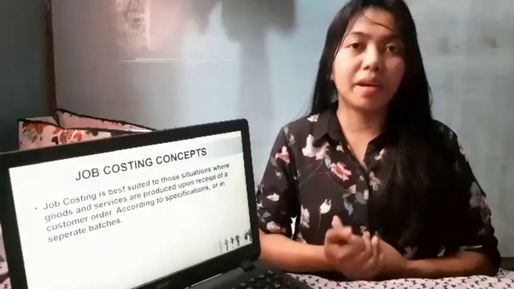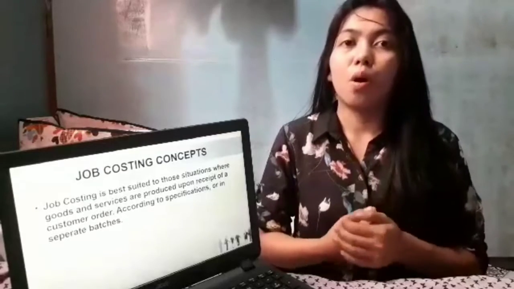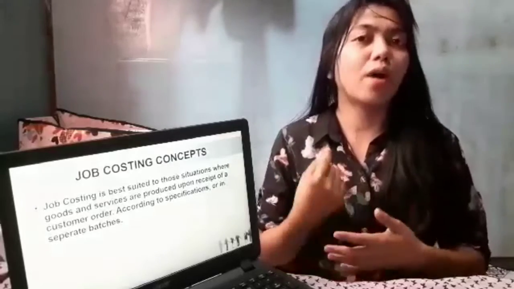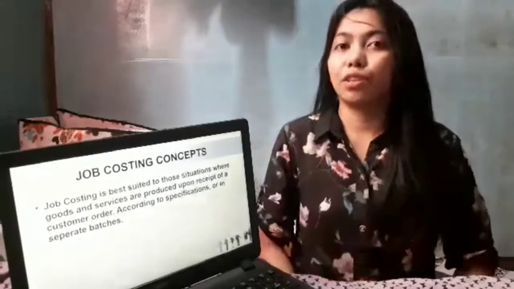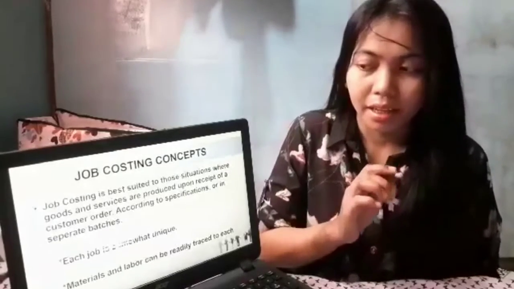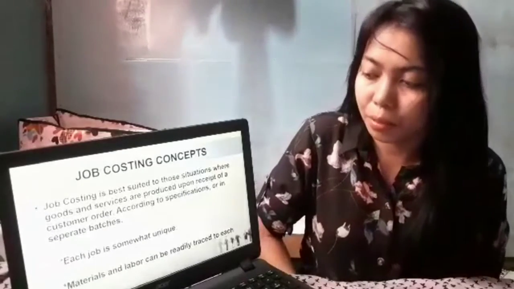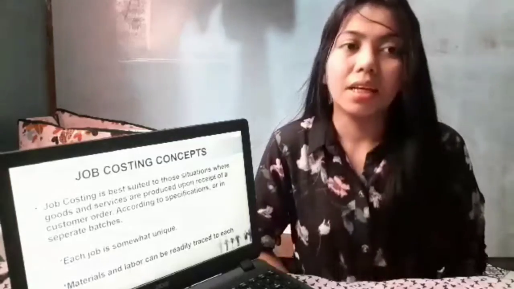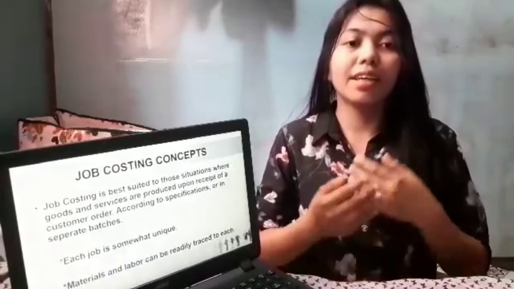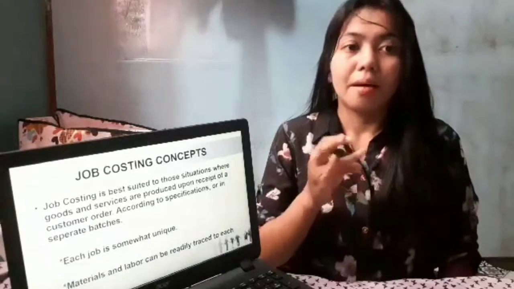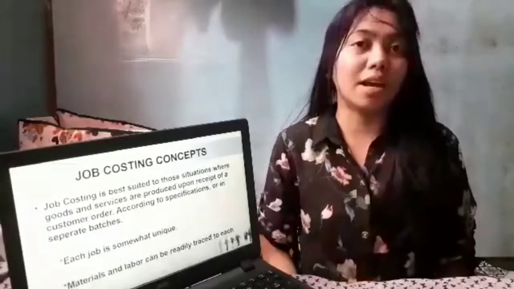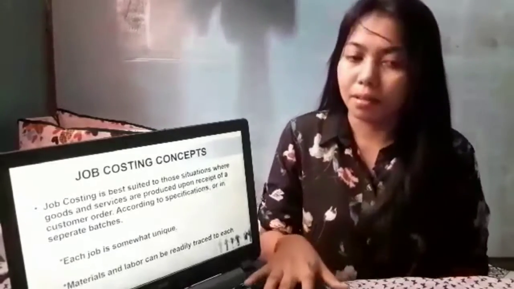If we manufacture paint, for example, you could imagine a process where the paint is produced and packaged continuously, and it's hard to identify discrete jobs. Here we're talking about work that is discrete in nature. Each job is somewhat unique. Materials and labor can be readily traced to each job, so each job perhaps entails a unique amount of material and labor. A good example for this could be an electrician. I've got an example.